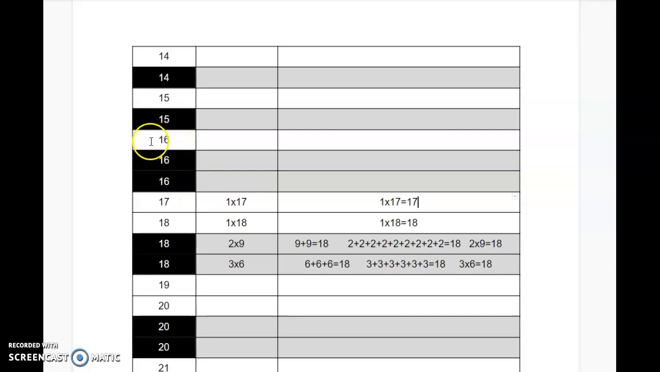I'm already seeing the number 16 1, 2, 3 times on our record sheet. So how many rectangles do you think we can build with 16 tiles? Show me your fingers. I hope you're showing 3, because if we have 1, 2, 3 rows for 16 tiles, we should be able to build 3 rectangles. Let's have a look and see what they'll be.